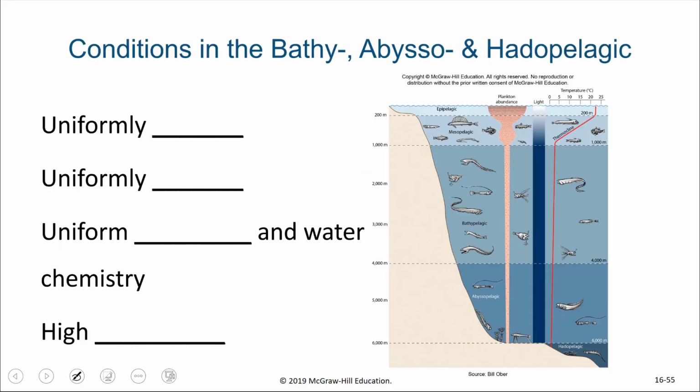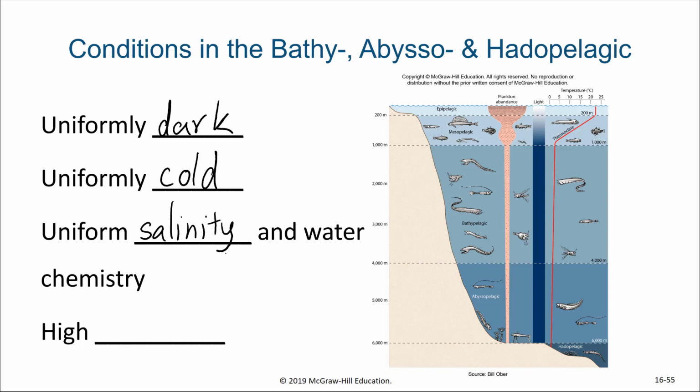While there are differences between the bathypelagic, abyssopelagic, and hadopelagic, also known as the deep sea, we're going to be focusing on the similarities between these different levels. This includes they are uniformly dark, uniformly cold, uniform in their salinity and water chemistry, and high pressure. So these are the three layers of the sea below the mesopelagic.